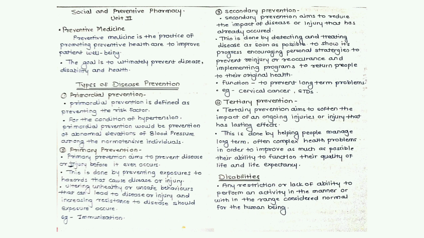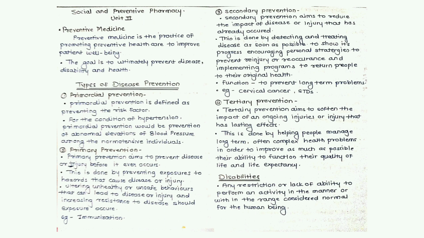Primordial prevention refers to measures that aim to prevent the development of risk factors for diseases and health problems in the first place. Unlike traditional disease prevention strategies that focus on detecting and treating diseases early, primordial prevention aims to prevent the emergence of risk factors that lead to diseases. The goal of primordial prevention is to create healthy environments and promote healthy behaviors that prevent the development of risk factors, such as obesity, smoking, alcohol abuse, and physical inactivity.